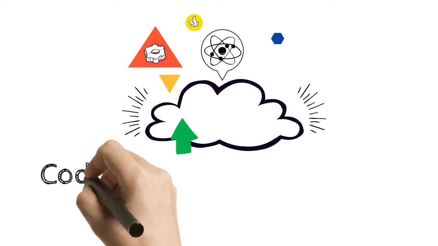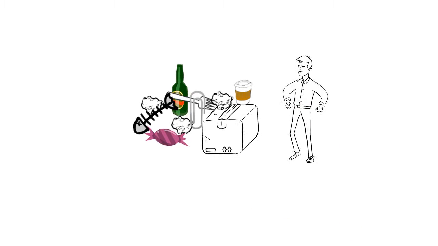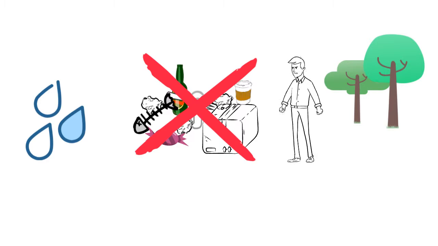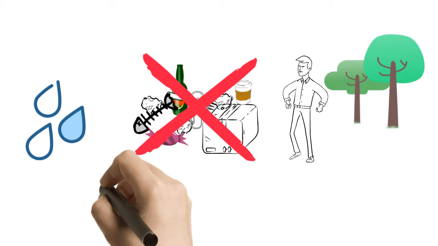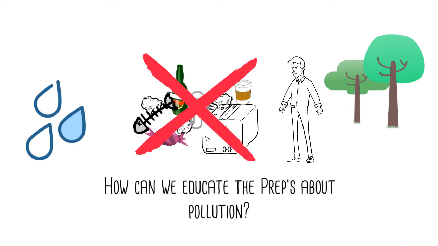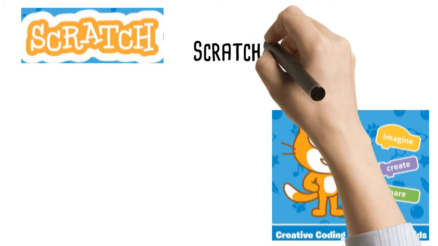Coding for a Cleaner World has been designed as a task to target the large amounts of rubbish entering local environments, such as parks and waterways, due to human activities. To help raise awareness of this problem, our task involves Year 4 students creating a digital game aimed at educating prep students about caring for their local environment.